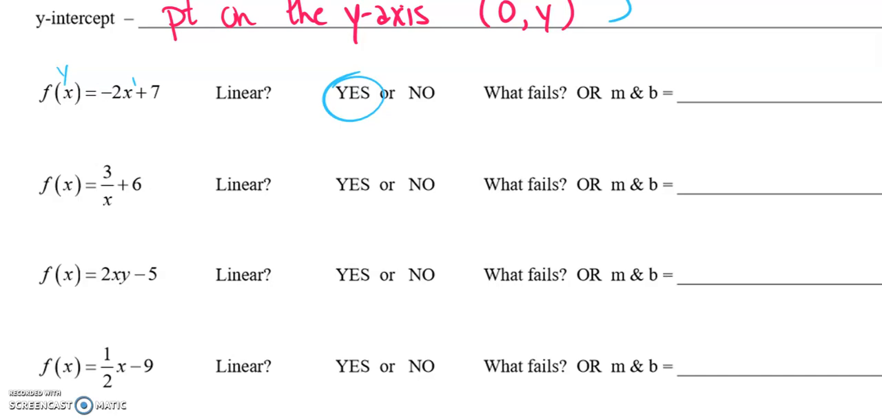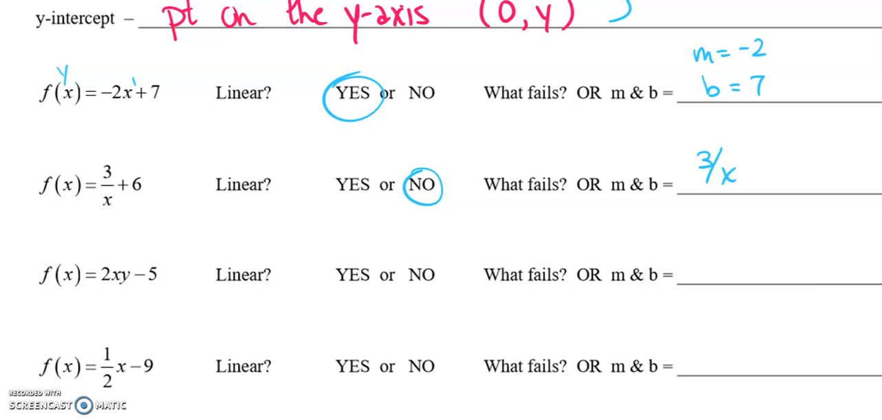Is this linear? Yes or no? Thumbs up for yes, thumbs down for no. What do you think? No, correct. This is not linear. Who fails? The 3 over x term. Oh, and I just realized I have this or part here. Let's go back to number 1. So yes, it's linear. If it's linear, what's m, what's b? So m is the coefficient on the x, so that's negative 2. What's b? B is the constant 7. Since the second one is not linear, we don't need the m or the b.